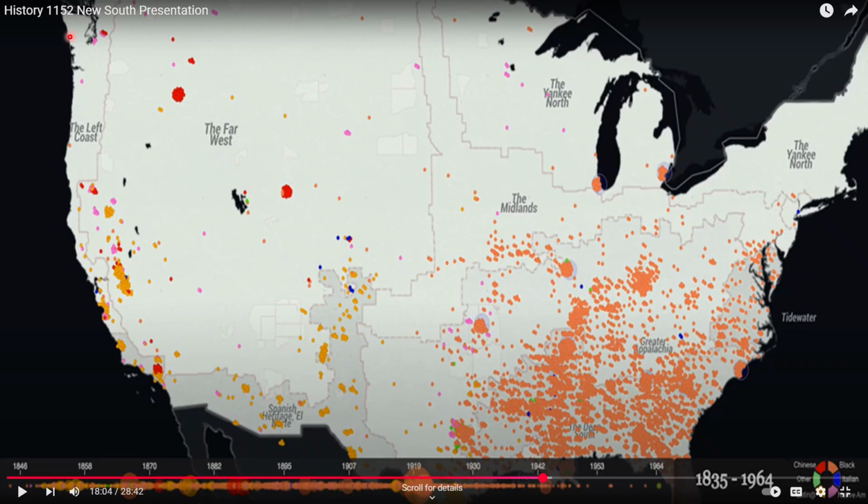Lynchings would take place as part of race riots, as a part of political intimidation. So political intimidation is not just happening in the Reconstruction era with the KKK, it's happening even in the 20th century. You can see there's a marked increase in lynchings in 1919 when there were some very serious race riots in America.